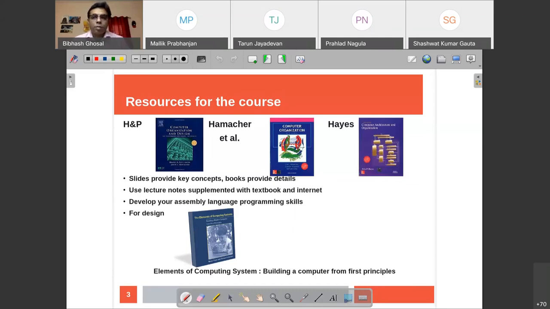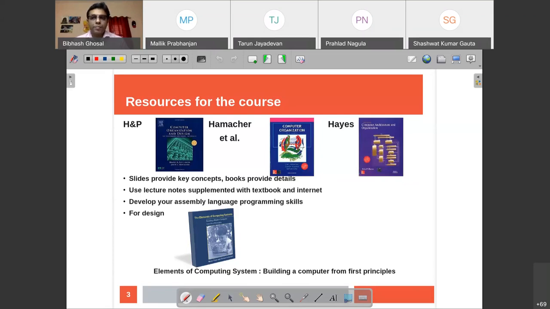We'll be providing you lecture notes, and there are ample resources on the internet. Use them. I've already given some links in the course website. Have a look at that. There's a wonderful link that has been provided in the course website. Visit that, you will find a lot of information. So the idea is that through this course, you'll be able to visualize programming in more detail.